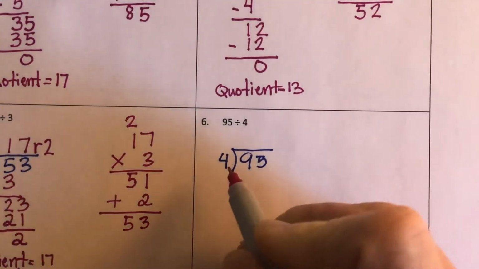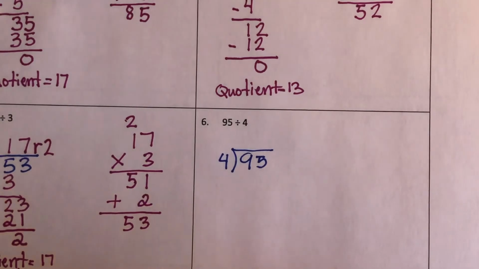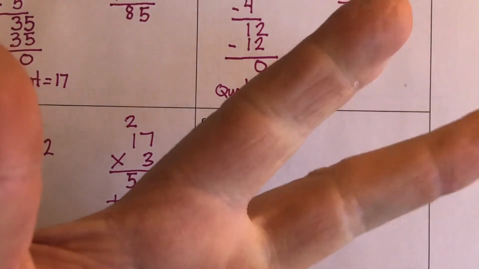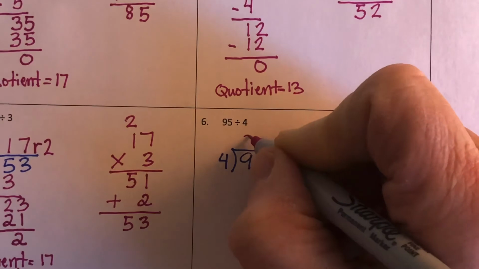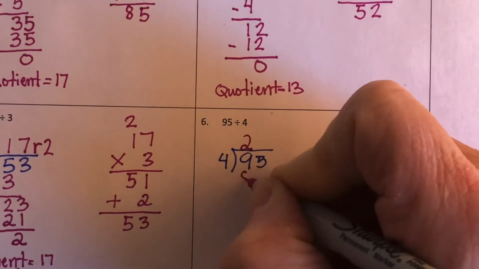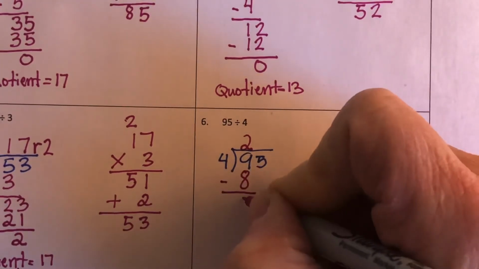So I'll start off with my tens place. 4 fits into 9 how many times? 4, 8, 12. It looks like it fits in 2 times because 3 times is too much. So twice is 8. So I'm going to say 4 fits into 9 2 times. Because 2 times 4 is 8. Now I'm going to subtract and get 1 left over.